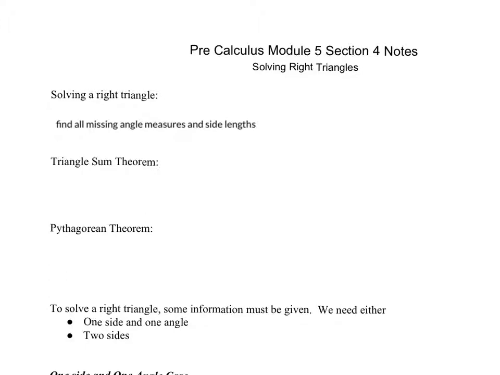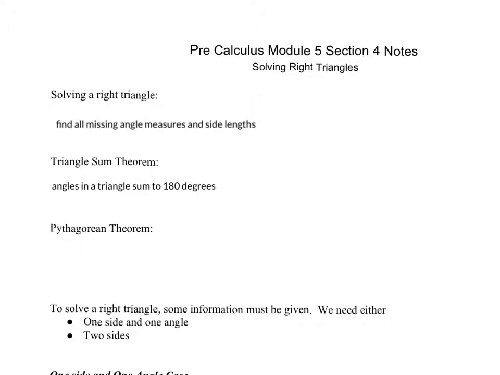In order to find our missing angle measures and side lengths, we're going to use two different theorems. The first being the triangle sum theorem. The triangle sum theorem states that the angles in a triangle sum to 180 degrees.